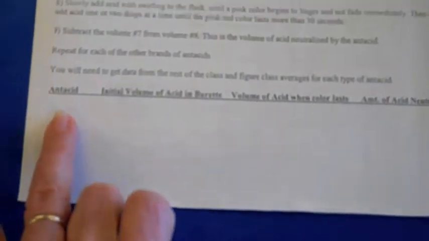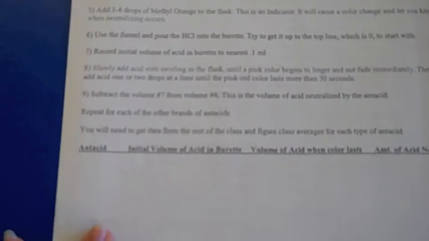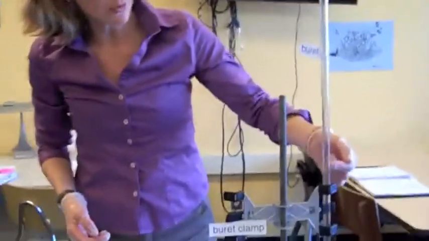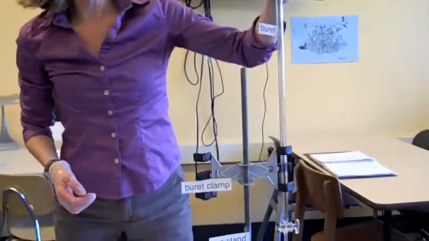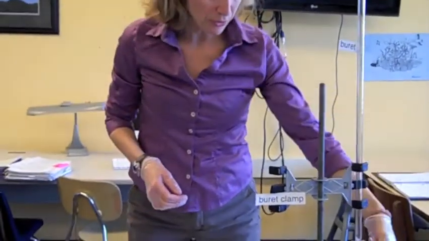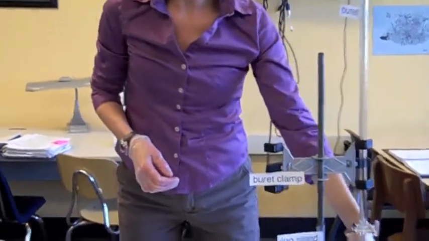You'll do it again with the next tablet, and then you'll do it again with the liquid antacid. Right. We're going to do this 2 more times, and we're going to use the same hydrochloric acid. But it's very important to record before and after you titrate, or slowly add, to your sample.